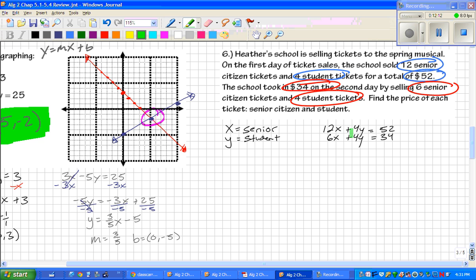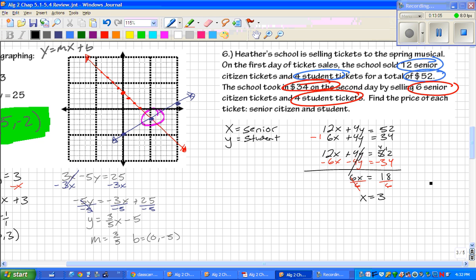Now what I'm going to do is cancel out the y's, because if you see they're both 4's, so I'm going to multiply the bottom one by negative 1. So the top equation is going to stay the same. And then my bottom equation changes to negative 6x minus 4y equals negative 34. Add all those up, your y's cancel, and you're left with 6x equaling 18. And then, to solve for x, divide each side by 6. And we get x equals 3.